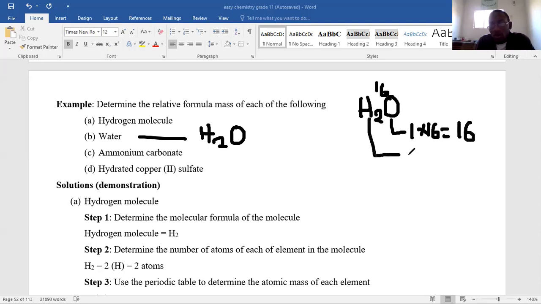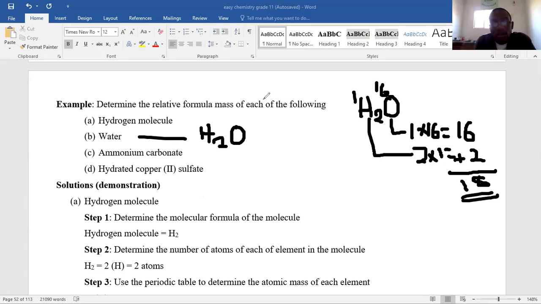We go to hydrogen. How many hydrogens do we have? We have 2 times. What is the mass of hydrogen? That is 1 on the periodic table. So 2 times 1, this will give us 2. Then we add the two numbers together. Therefore, we get 18. So 18 is the relative molecular mass for water.